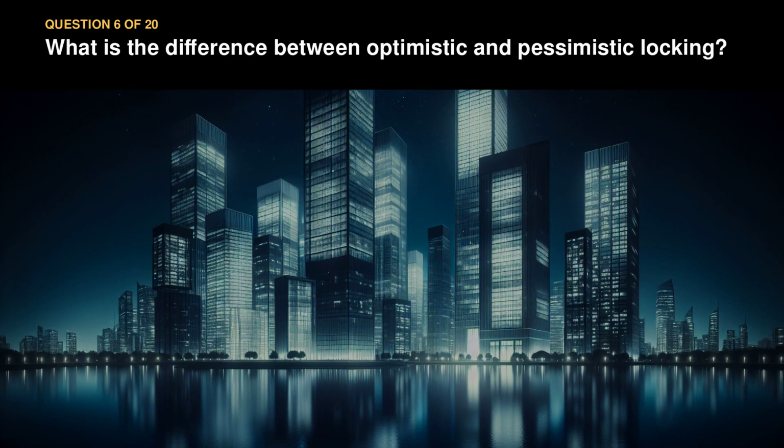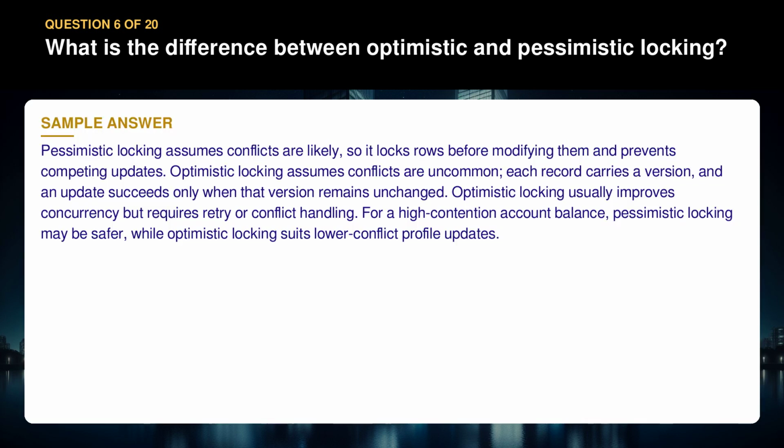Question 6. What is the difference between optimistic and pessimistic locking? Pessimistic locking assumes conflicts are likely, so it locks rows before modifying them and prevents competing updates. Optimistic locking assumes conflicts are uncommon. Each record carries a version, and an update succeeds only when that version remains unchanged. Optimistic locking usually improves concurrency but requires retry or conflict handling.